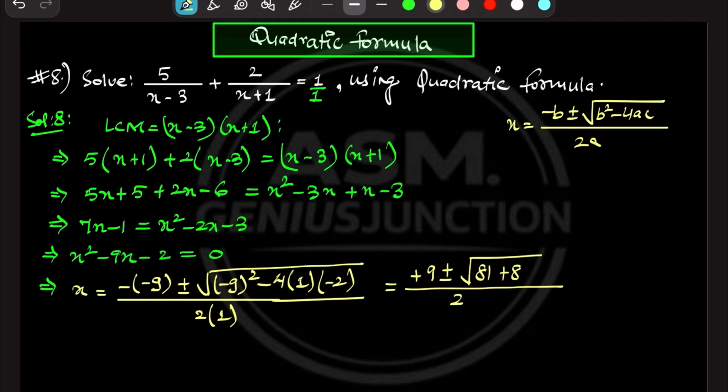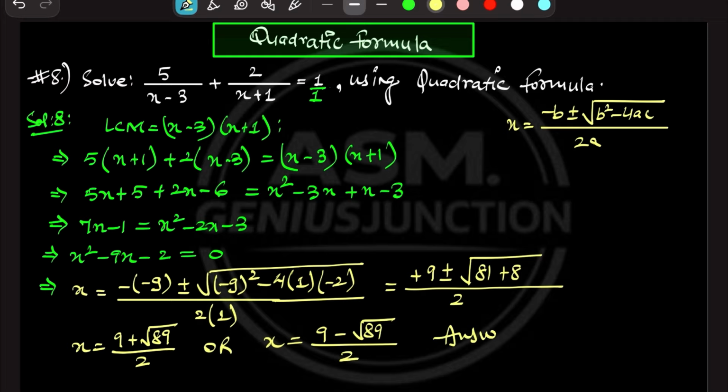So when I solve it further, I'm going to get my final answers in the exact form as x equals 9 plus root 89 whole over 2, or x equals 9 minus root 89 whole over 2. These are the two solutions for the given question. Please pause the video and note down the solutions of this question.